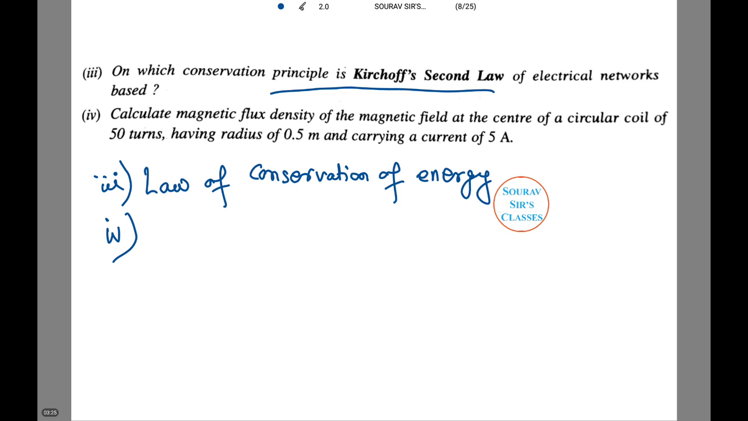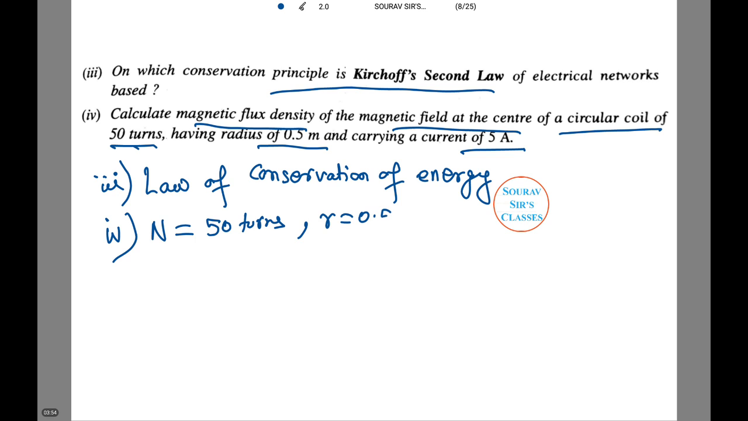In the fourth one, we are given that at the center of a circular coil of 50 turns having a radius of 0.5 meters and carrying 5 ampere, we have to calculate the magnetic flux density of this magnetic field. Let's write down the information that we are given. N equals 50 turns. R equals 0.5 meters, which is the radius. Current I equals 5 amperes.